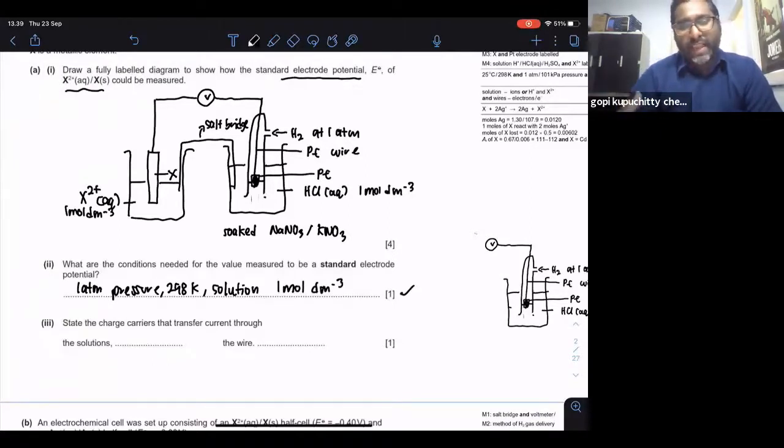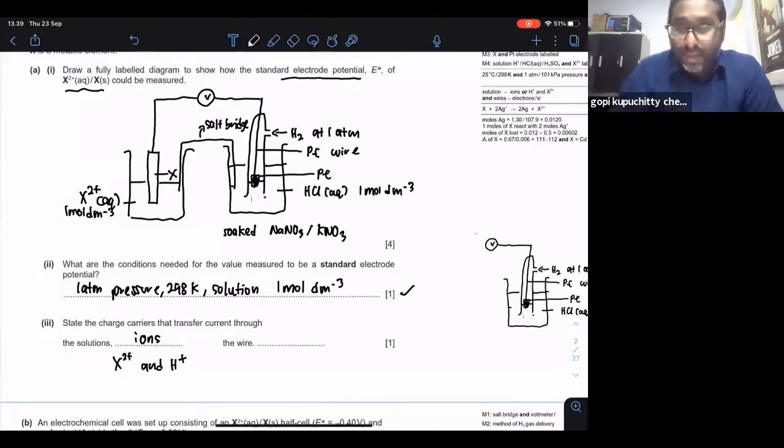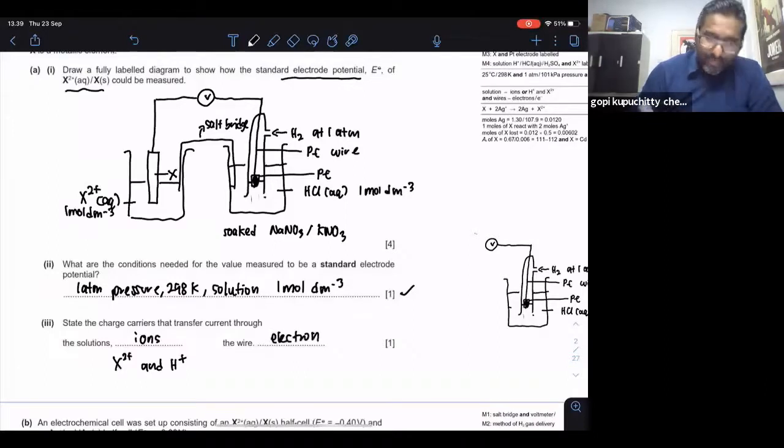And then they say, state the charge carriers that transfer the current through the solution. So through the solution and through the salt bridge, remember, it's going to be the ions. Or if you want to be specific, the ions are X2+ and H+. Those are the ions that are available in this particular setup. And then through the wire, what is going to be transferring the charge? It is going to be electrons. Electrons are going to transfer. So don't forget about this.